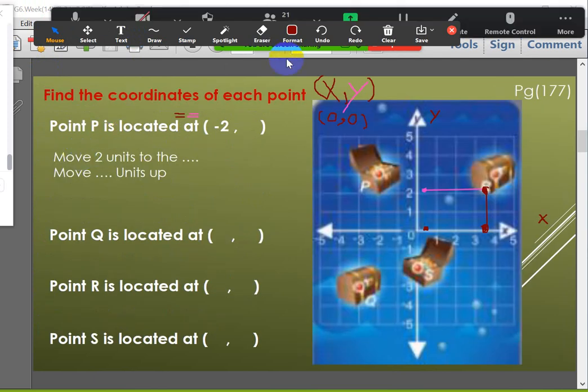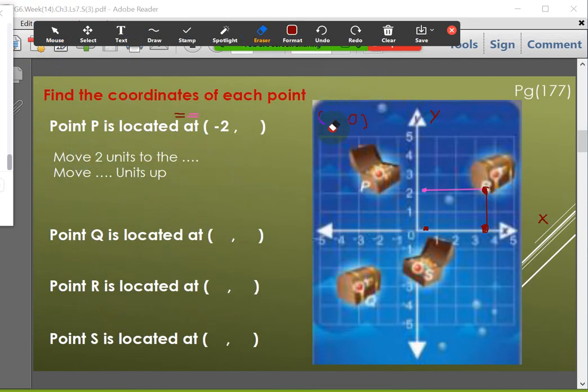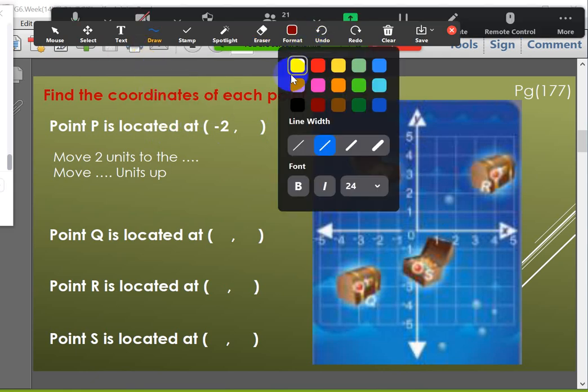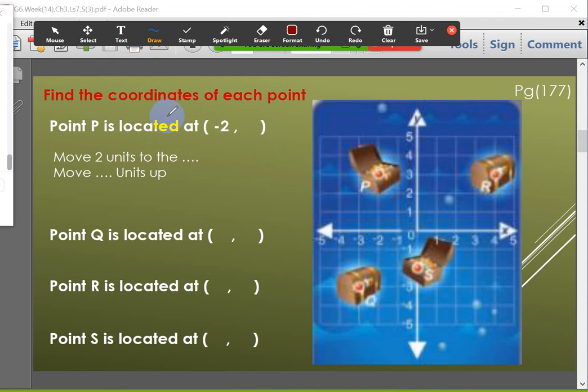Now let's see the first example, girls. In each example, I will repeat the same steps, so you will understand it, inshallah. I want you to focus with me, please. Now, point B is located at, where is B? Look at this example. I want to know the coordinates for each point. Find the coordinates of each point.